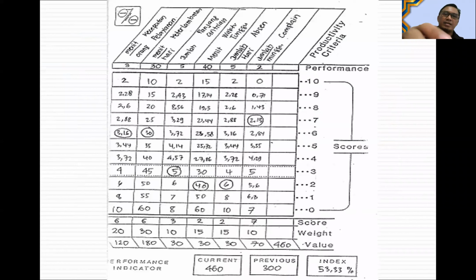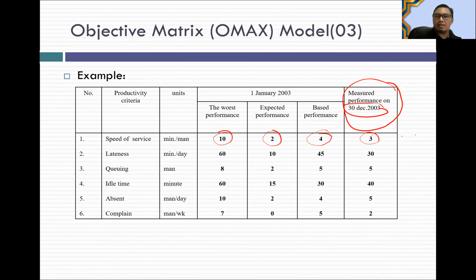Okay, please check here. Apologies, still in bahasa. Here is the speed of services, and you see on the performance row the score is 3. So it comes from this one. The measured performance is 3. And then can you please check the numbers of the expected performance, worst performance, and best performance.